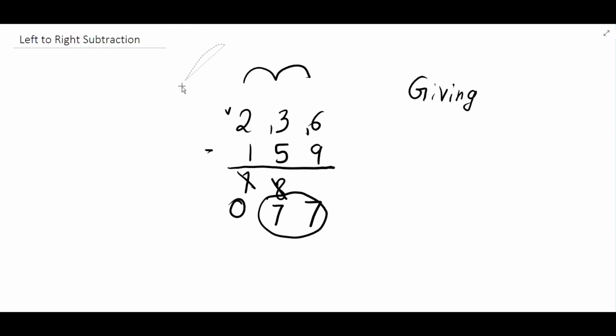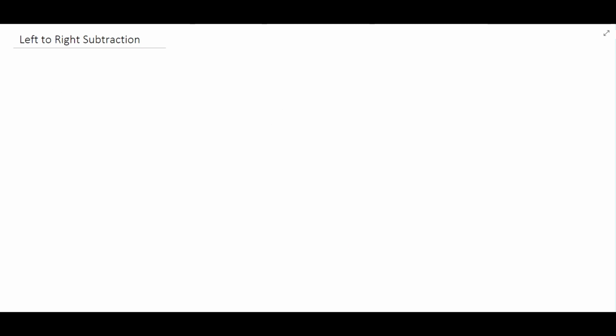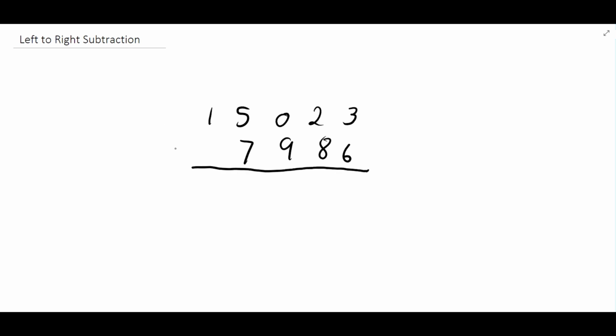Let me show you one more question. Take a number 15023 and 7986. One minus 0 would give a 1, but then 7 cannot be taken away from 5. So we give 1 over here, and this becomes a 0. 15 minus 7 gives an 8.